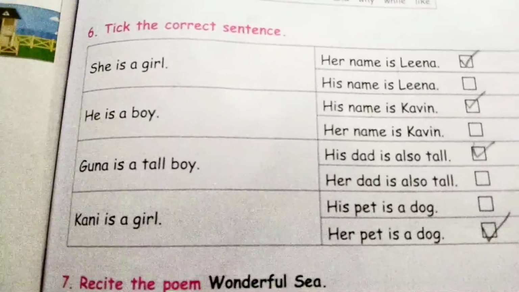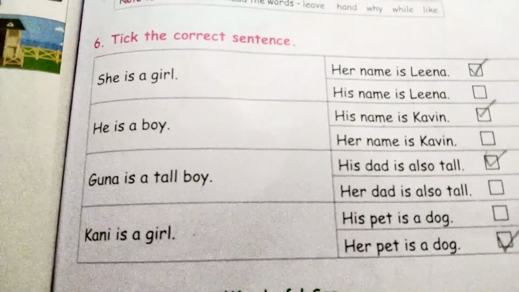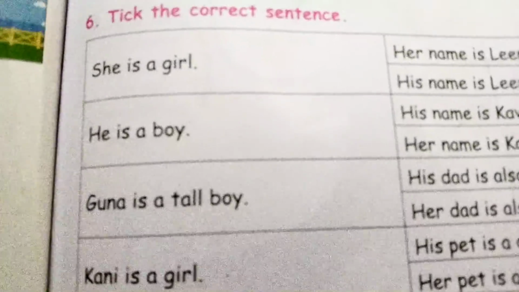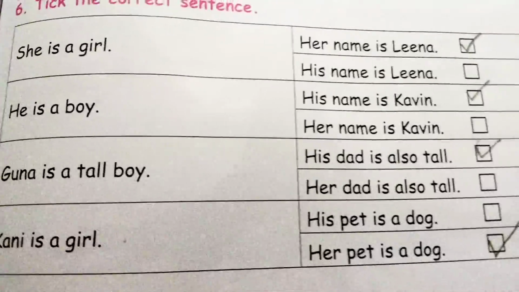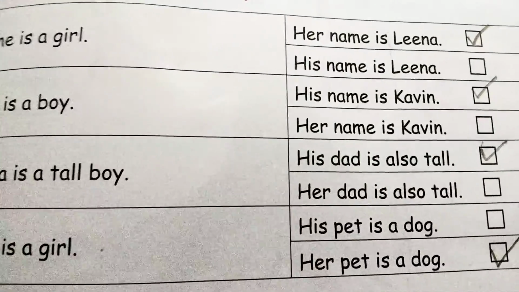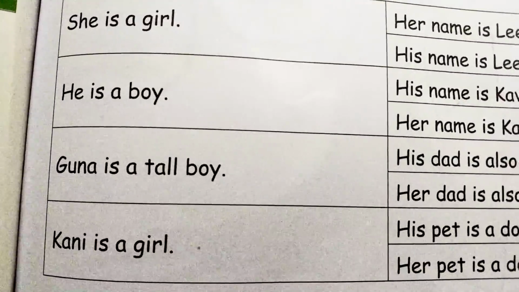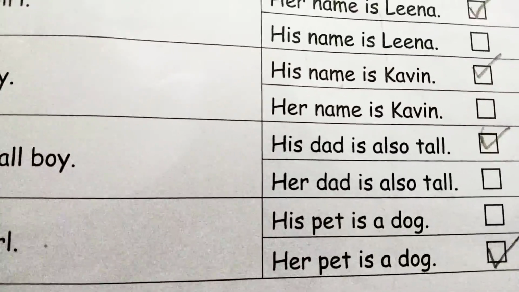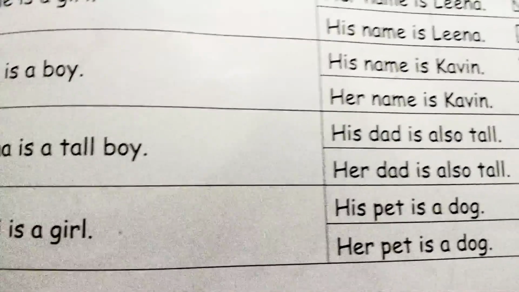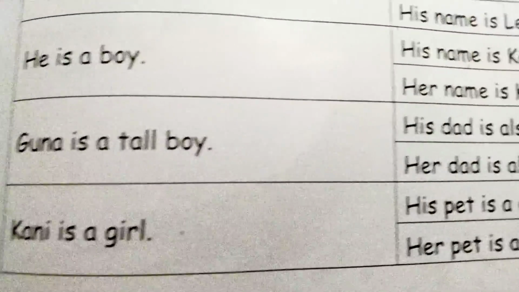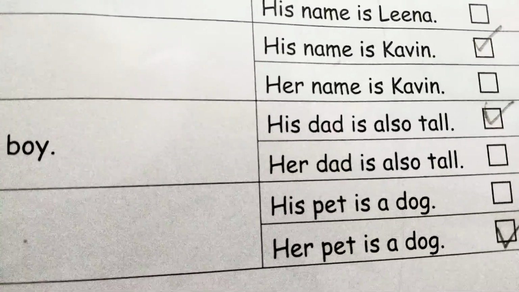She is a girl. Her name is Lena. He is a boy. His name is Kevin. Guna is a tall boy. His dad is also tall. Kani is a girl. Her pet is a dog.